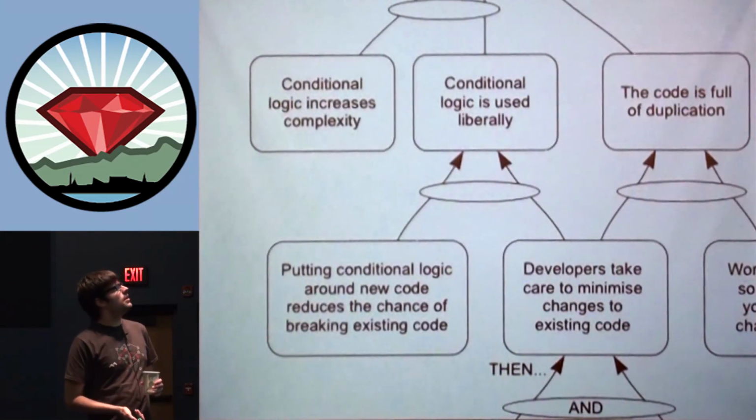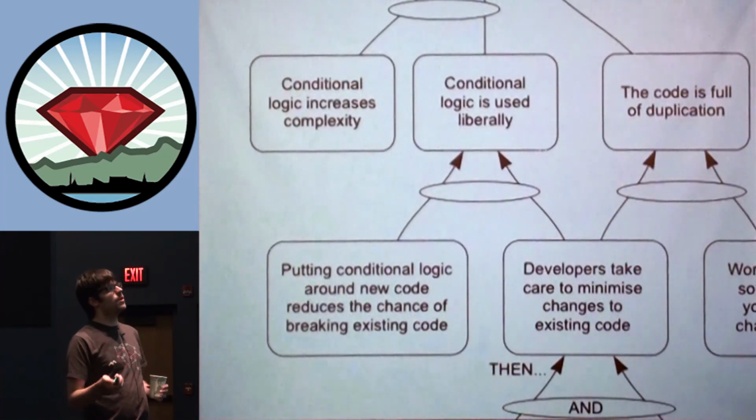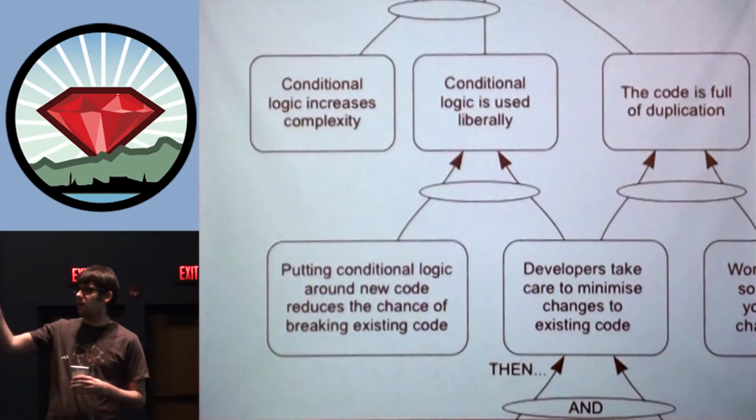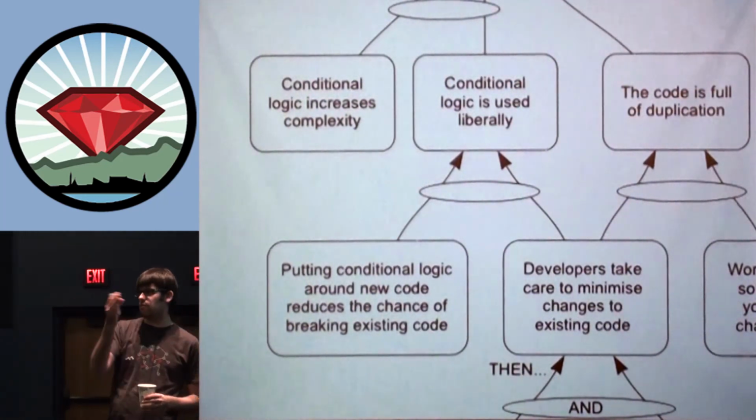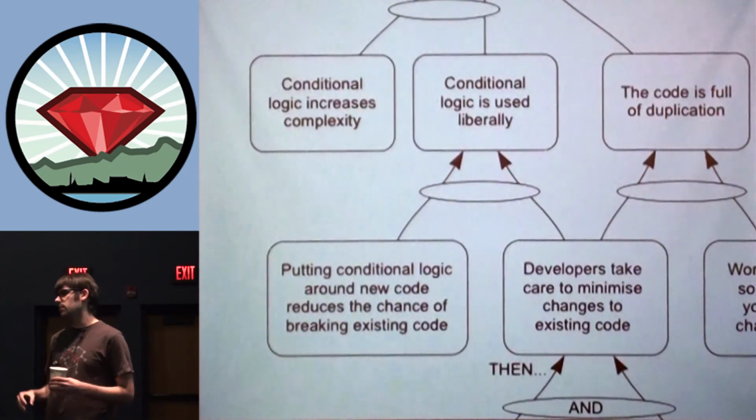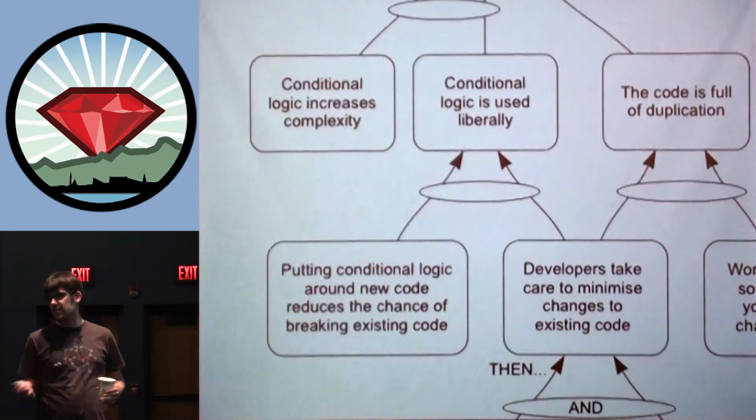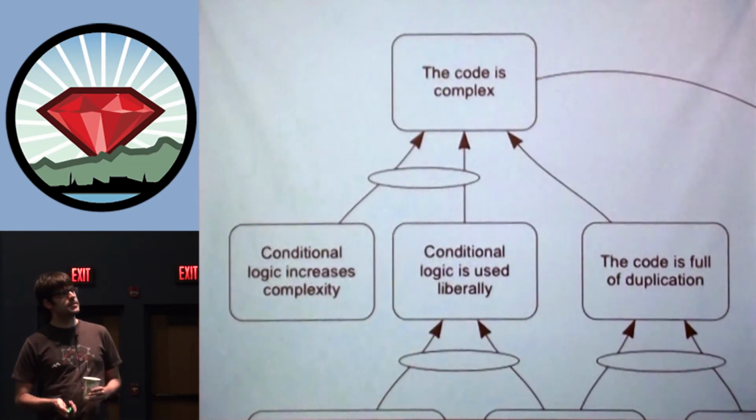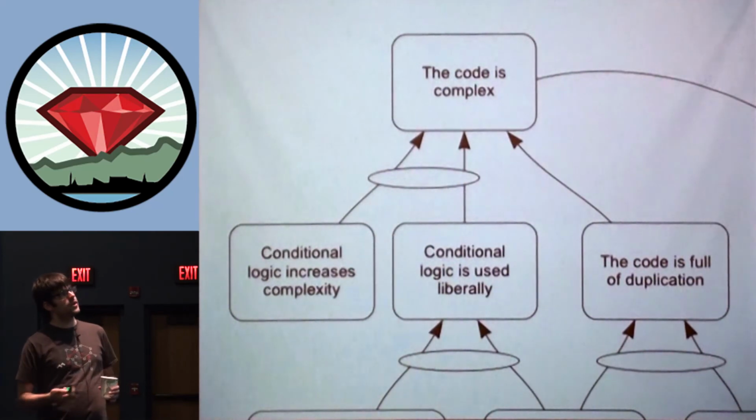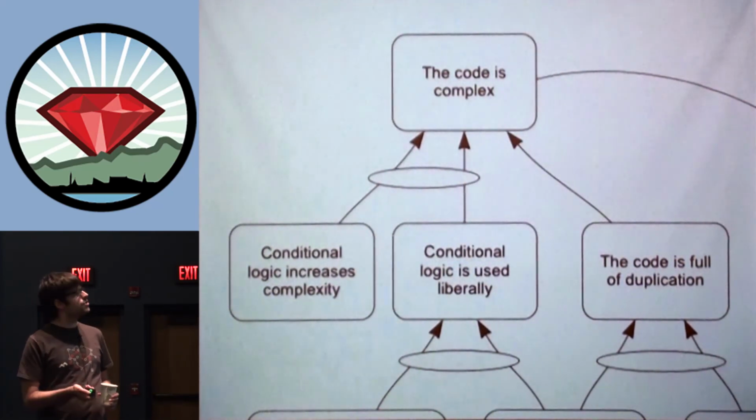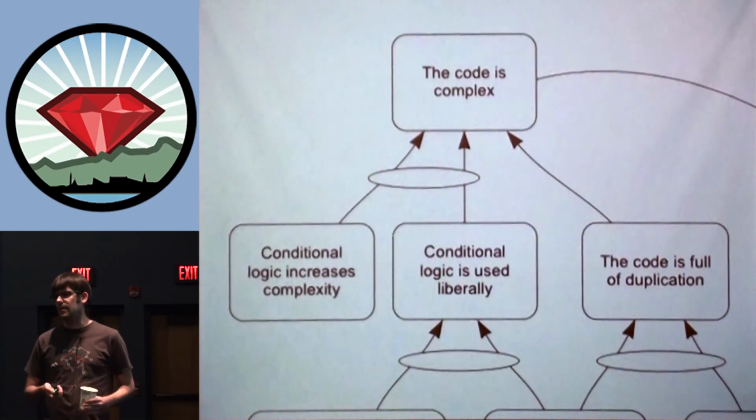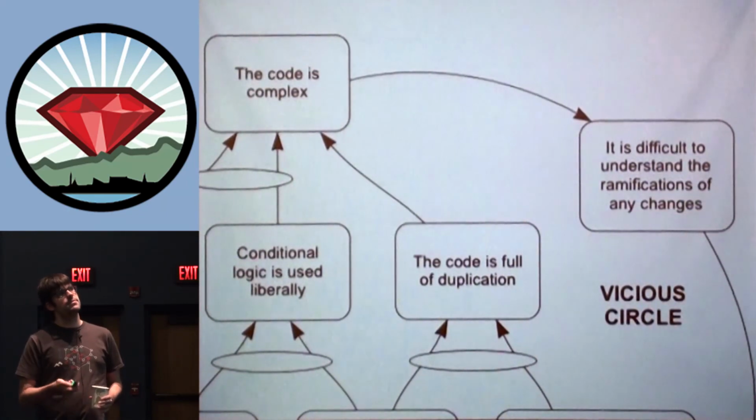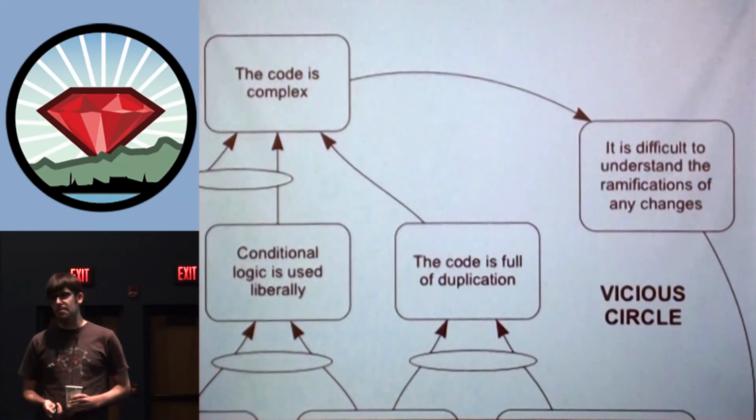At the same time, if you put conditional logic around new code, it reduces the chance of breaking the existing code, right? So maybe you're not copying and pasting something, but you can block off a code path using conditionals and route only the case that you care about through your new code to avoid breaking the rest of it. This in and of itself is not a problem, but let's look at the whole picture. Since the code is full of duplication, and now you're adding more conditional logic liberally throughout the application, and conditional logic actually makes it more difficult to understand, the code becomes complex. And complex code makes it difficult to understand the ramifications of any change that you're about to make.